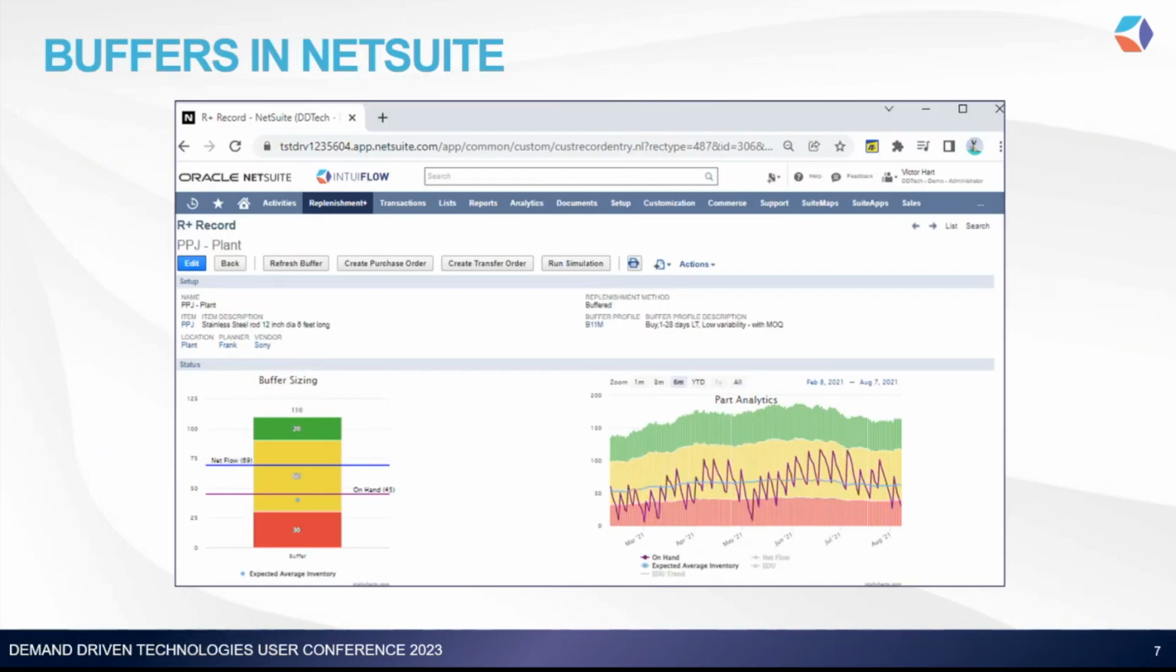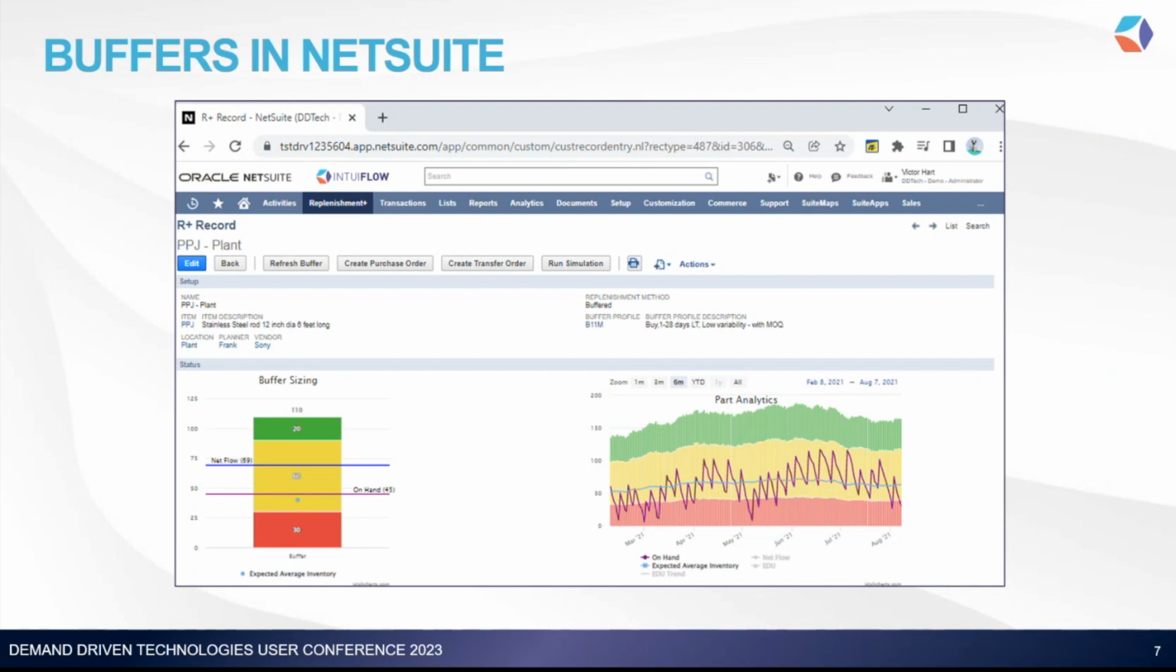Just to see an example within NetSuite, here's a screenshot of an item in my demo site. So this is part PPJ at my plant location. Again, we apply these buffers at the item location level because if we have the same item at multiple locations, they might have different demand patterns, they might have different lead times, things like that.